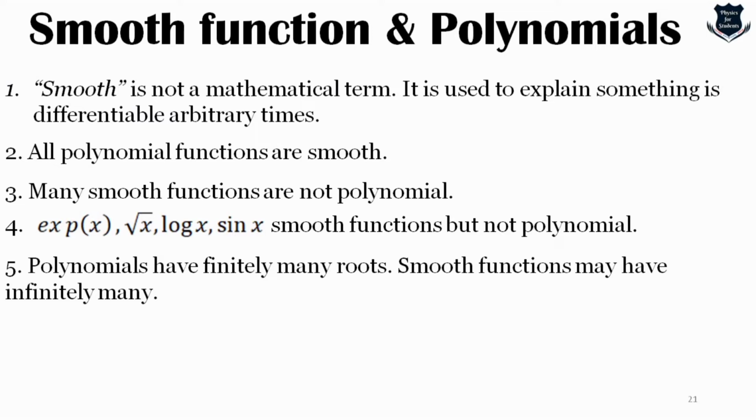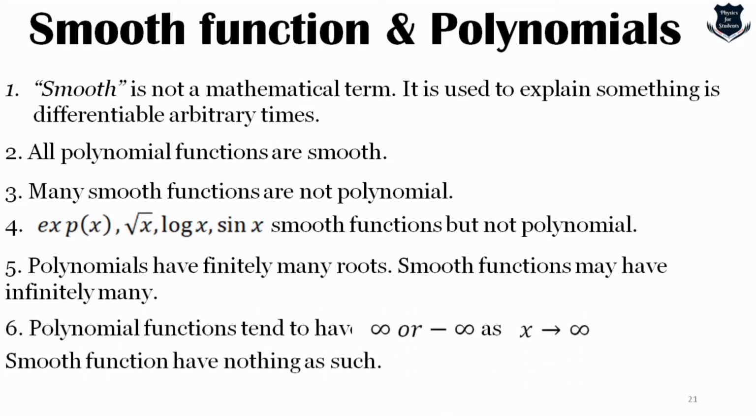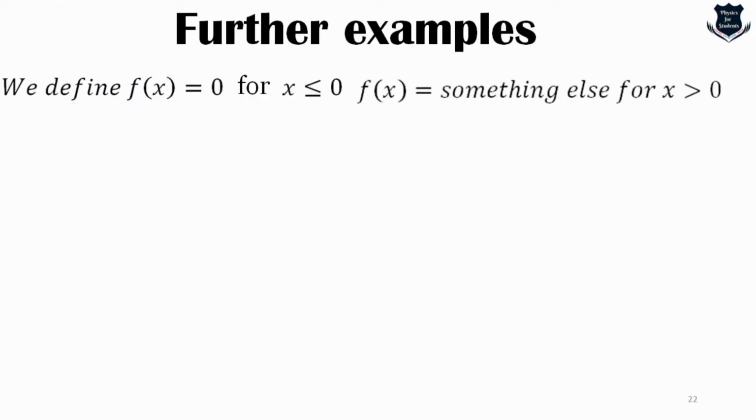Another point is that polynomials have finitely many roots, while smooth functions may have infinitely many, right? The sixth point is that polynomial functions tend to plus or minus infinity as the variable x tends towards infinity, but smooth functions can tend to anything they want or to nothing at all. Smooth functions are nothing as such. So these are some very important points just to let you know about smooth functions and polynomials. I will try to examine this further with some examples.